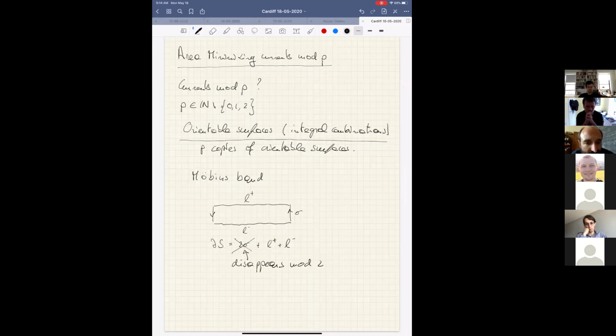Okay, and I don't want to enter into technicalities, but what are actually integral currents mod P? Integral currents mod P are the closure of the objects above, which we could call sort of singular chains mod P.